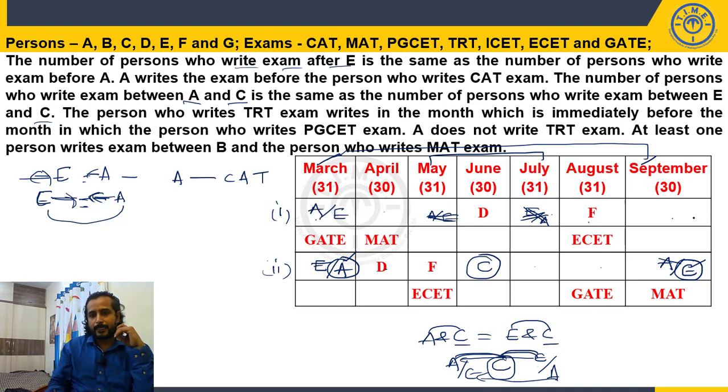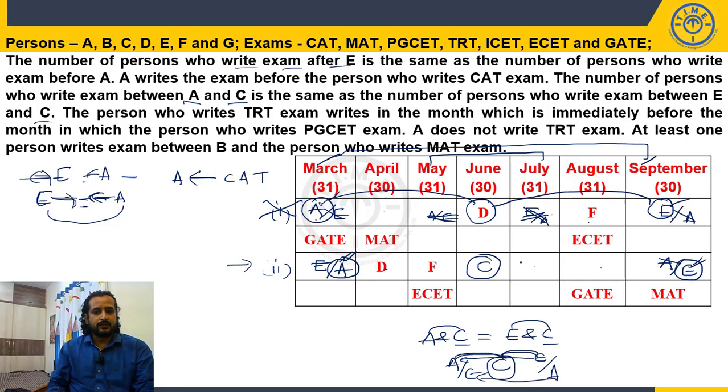A or E, E or A. But you know already, A write the exam before the one who write the CAT exam. So A cannot be the last person. So this will be E and this will be A. So in both the cases, A write exam in the month of March. In both the cases, he write the exam in the month of September. But exactly between A and E, what is required? C is required. But which is exactly between A and E in this case? D. So what I can say that case 1 is ruled out. Now we have only one case, that is case 2. Now it is C. Clear?